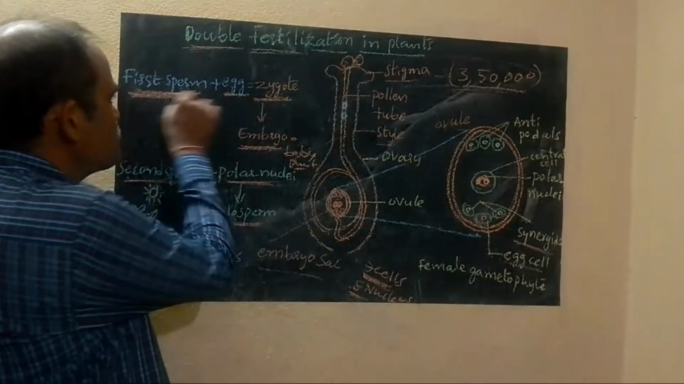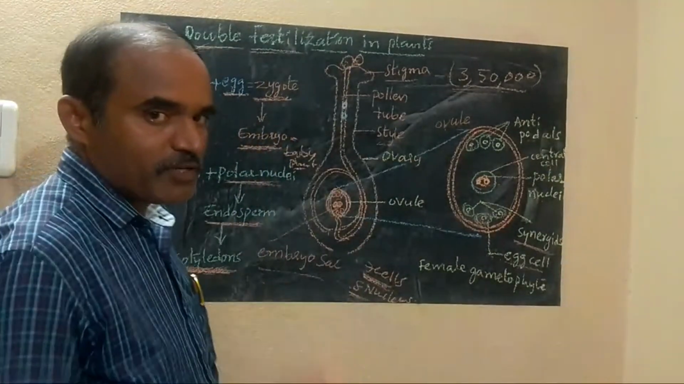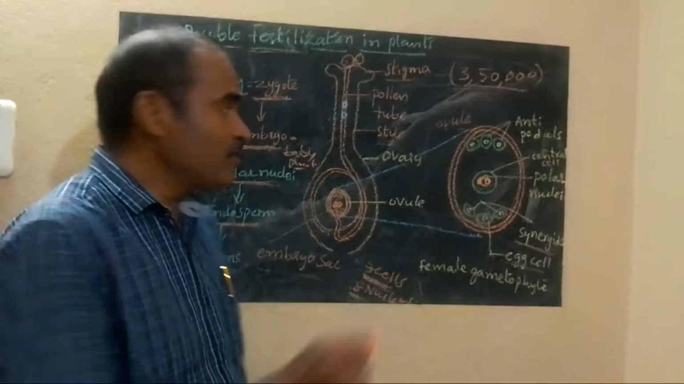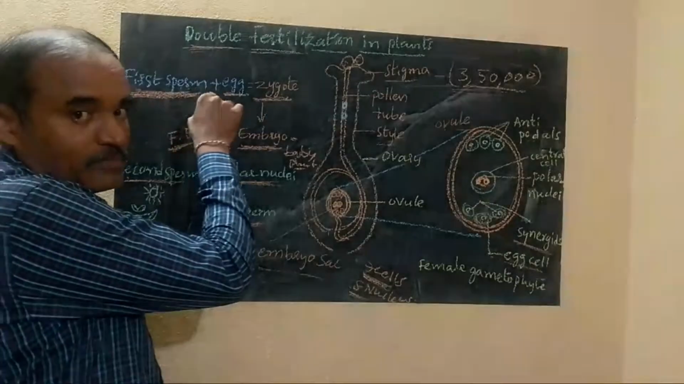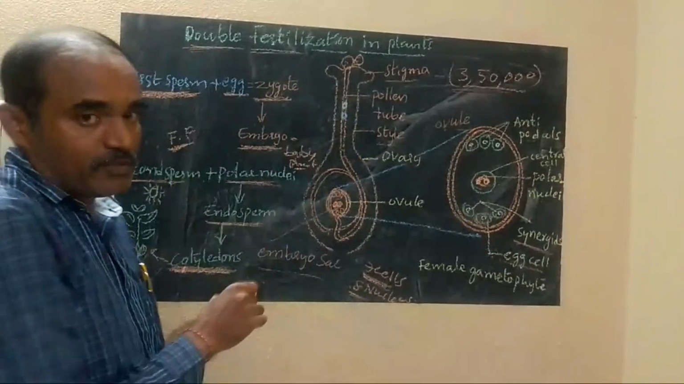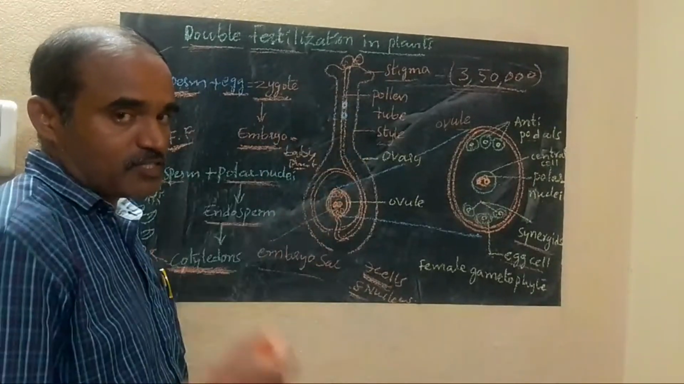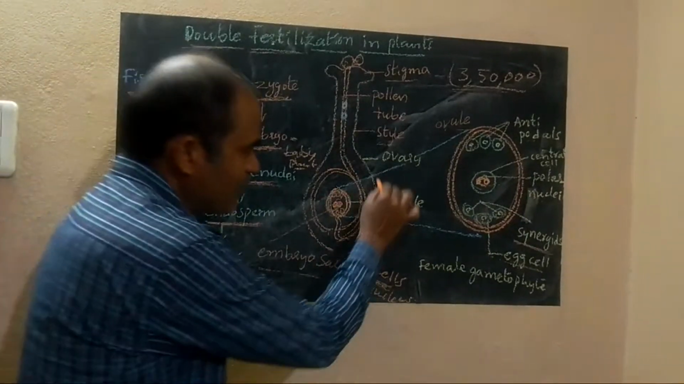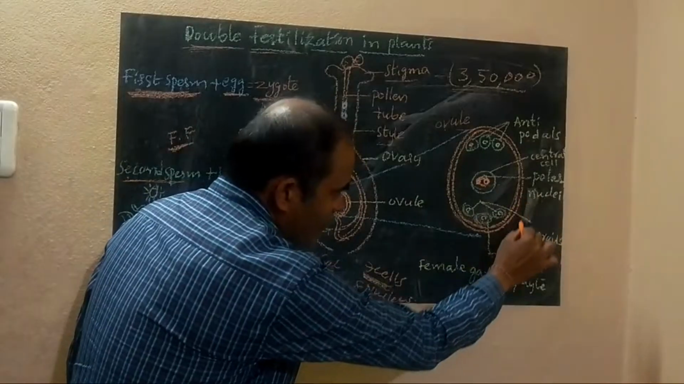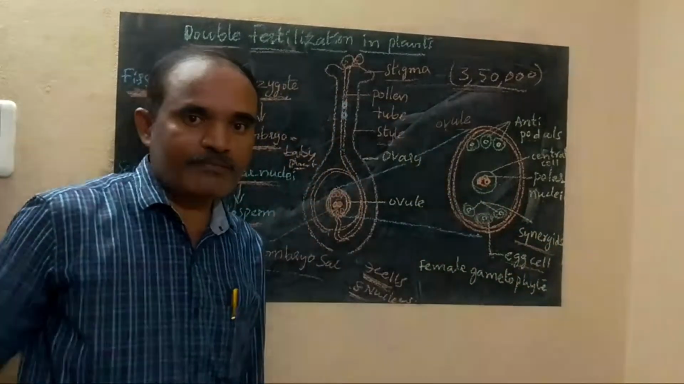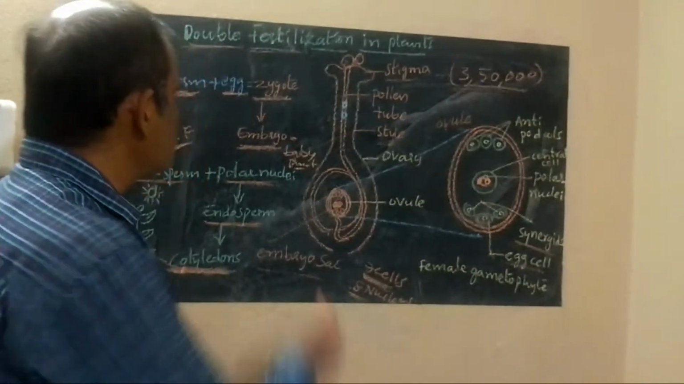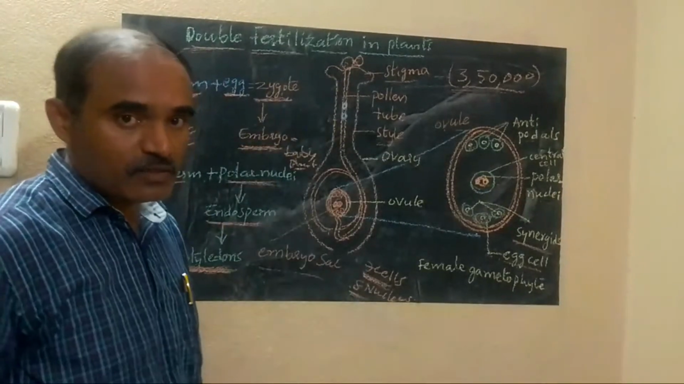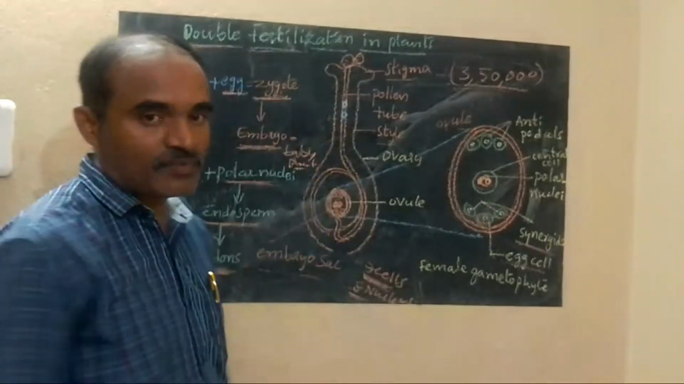Okay, here first sperm. First sperm means what? First nucleus of pollen grain. It is also called first sperm or first nucleus of pollen grain, combined with the egg cell. This is the first fertilization. So first sperm combined with egg cell to form the fertilized egg, which is called zygote.